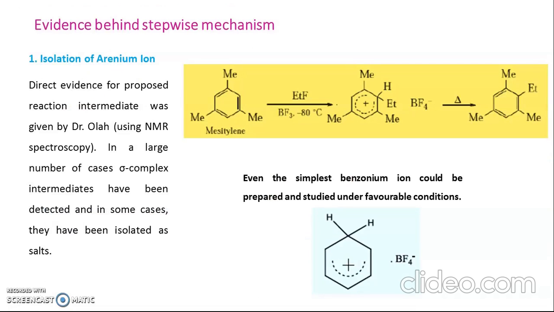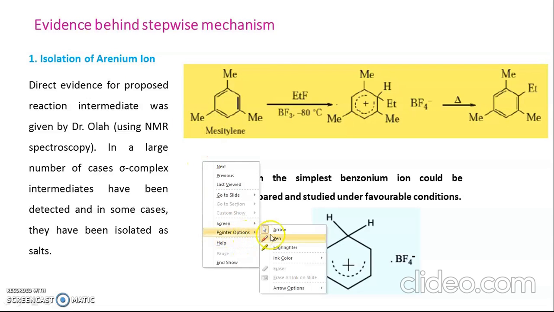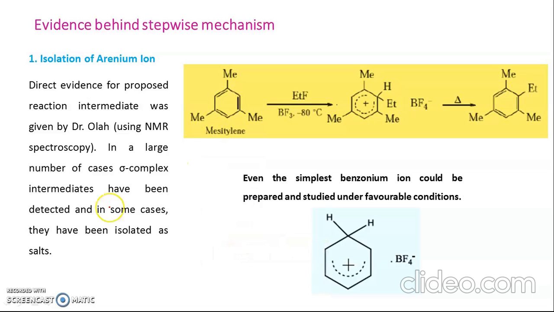Next we have to know, though we are saying that the Arenium complex is formed as the intermediate, what is the deep evidence behind this formation of the Arenium ion or sigma complex, whatever you say. So we have to find the evidence behind the stepwise mechanism. Basically it is the evidence behind the Arenium ion formation. If we can somehow isolate the Arenium ion, which was actually done by Dr. Ola using NMR spectroscopy, he found it for the first time.